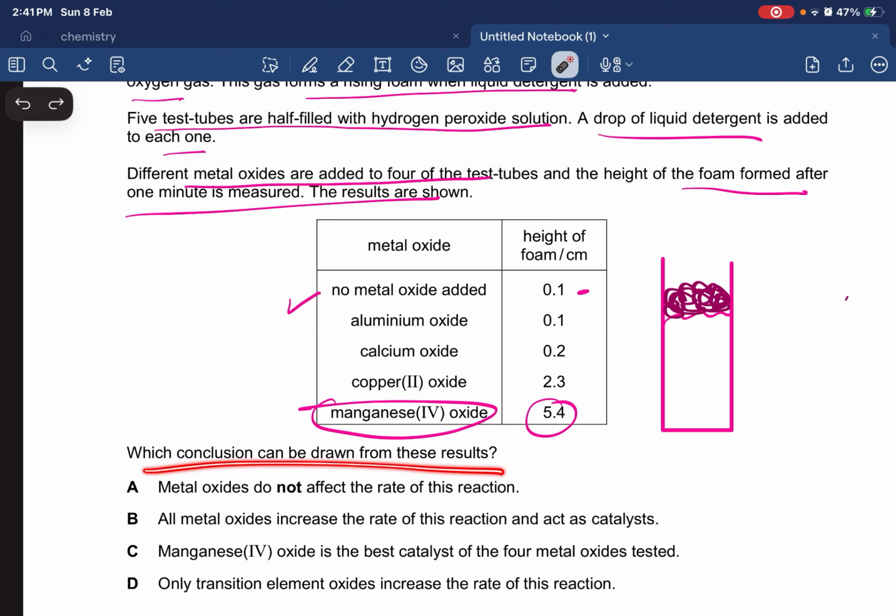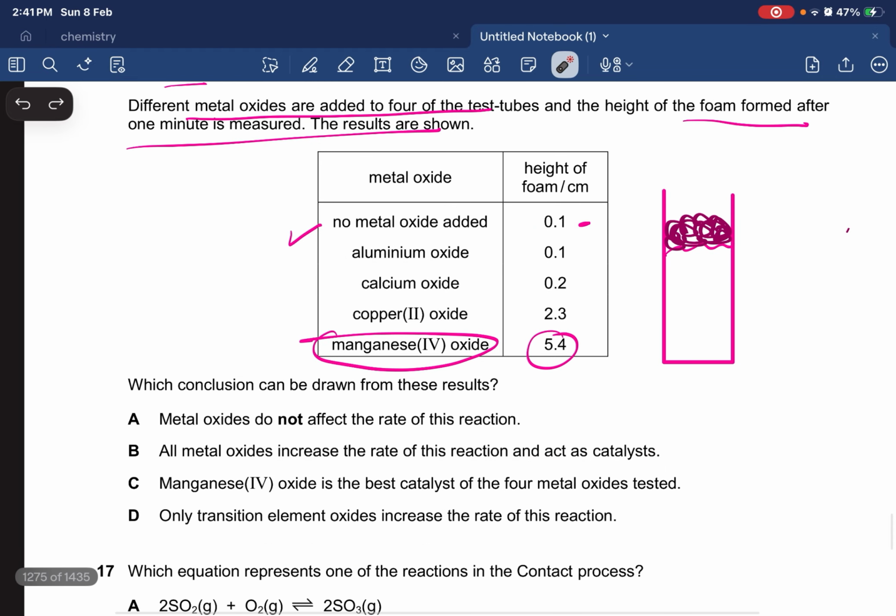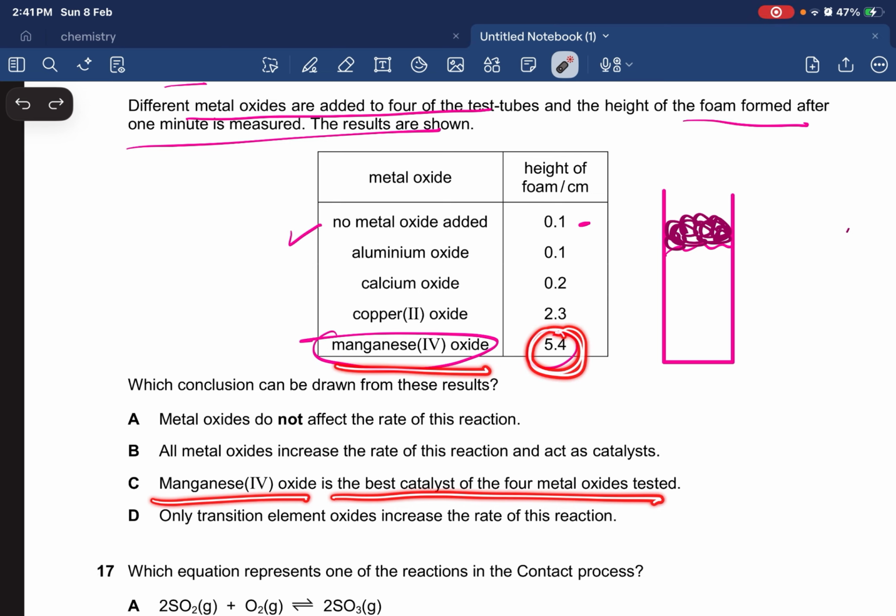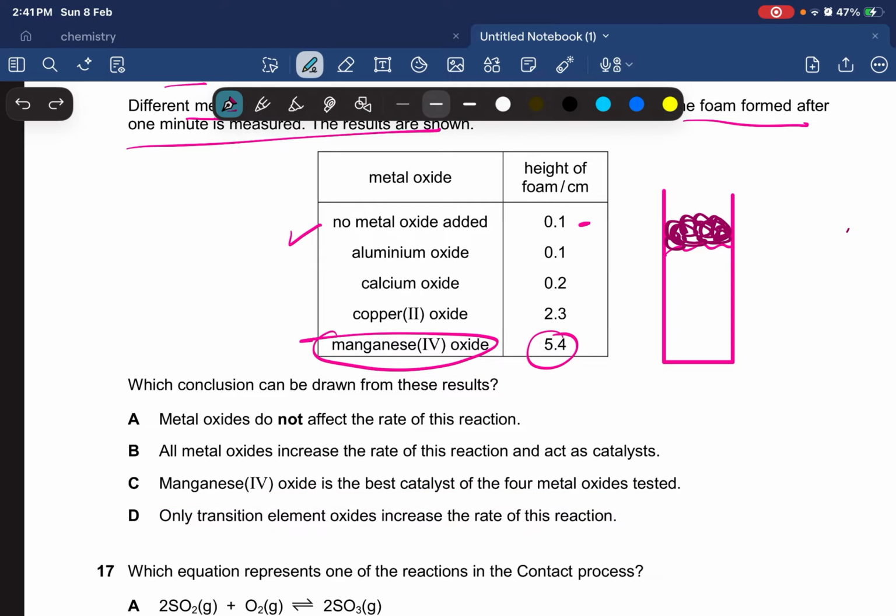Which conclusion can be drawn? Metal oxides do not affect the rate of reaction. They do. Look, you add calcium oxide, foam increases. You add copper oxide, foam increases. All metal oxides increase the rate of the reaction? No, not all. Aluminum oxide added, no foam increased. Manganese oxide is the best catalyst. Yes, because the height of the foam is the greatest with manganese oxide.